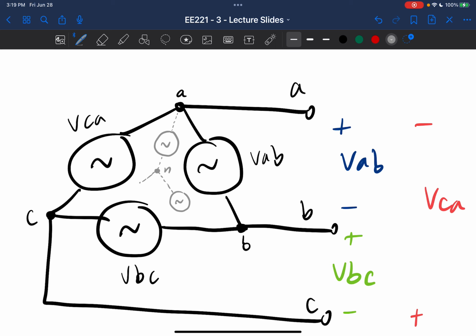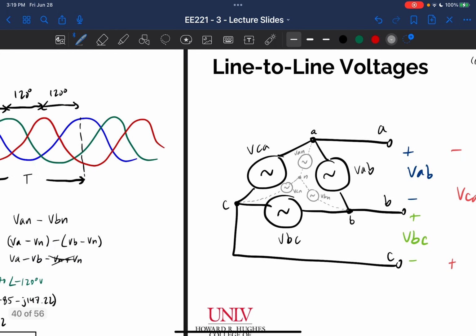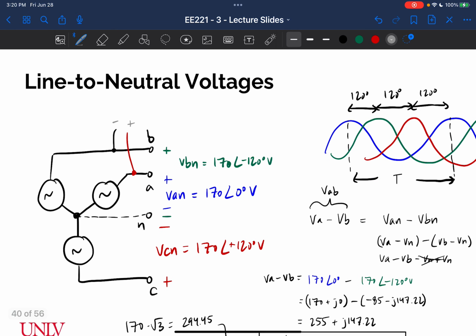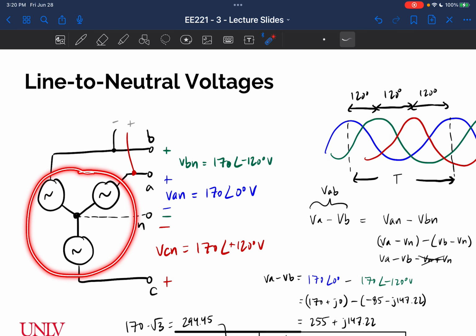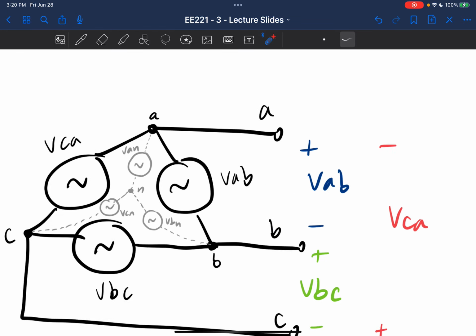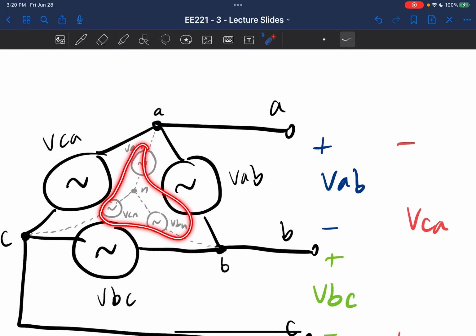Okay. And I connect it just like this. And I call this VA neutral, I call this VB neutral, and I call this VC neutral. That is exactly what I have in the previous case. This right here, this Y connected source, is the same as this Y connected source.